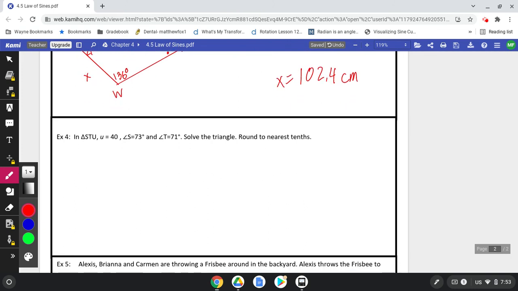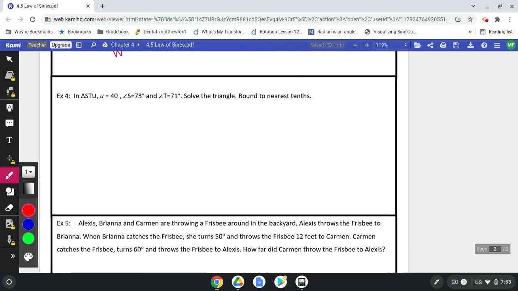All right. Now example 4 here. This time it asks us to solve the triangle, so we'll do the exact same thing. STU, notice S and T are both acute, and we can find that missing angle if we want first. 73 plus 71 is 144. If we take that away from 180, we'll find our missing angle to be 36 degrees. That is what U is equal to. So it is an acute triangle here. All three of these angles are less than 90.